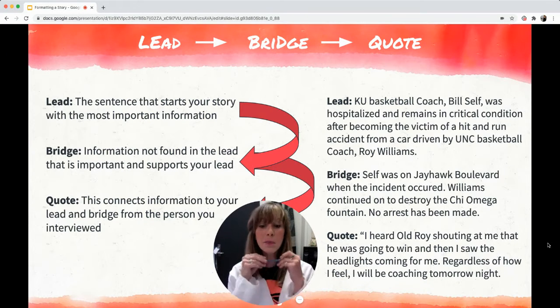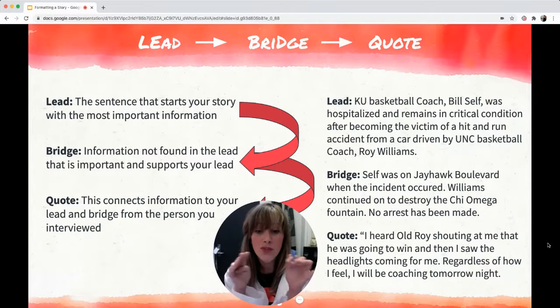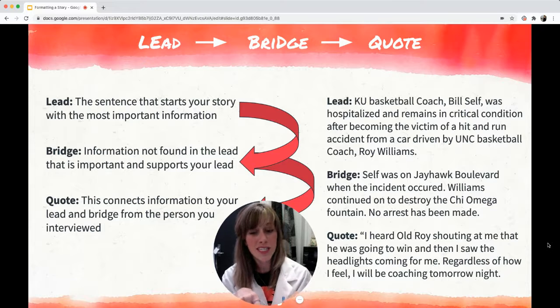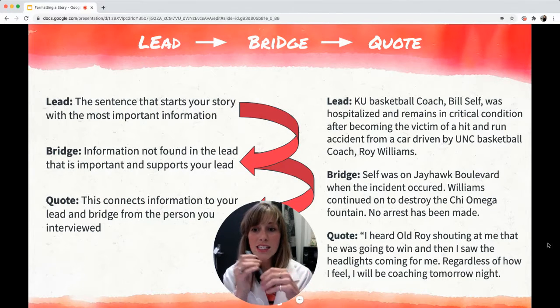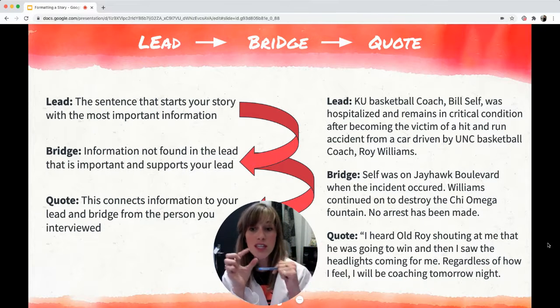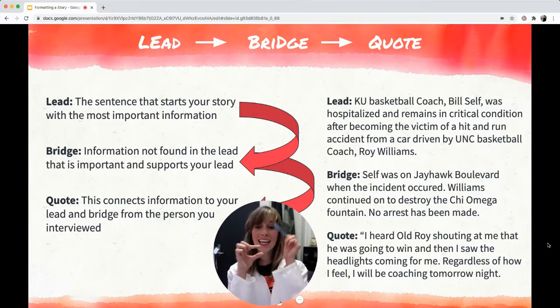Okay, lead, bridge, quote is how we're going to move through our story. But here's where I'm going to get crazy on you: lead isn't necessarily going to be our first part. It's going to be the topic sentences as we move through different topics of our story, different details, okay? So our lead is the sentence that starts your story, and it's the most important information. Then our bridge is our information that supports our lead, okay? And then we're going to have a quote that's going to connect to these two pieces right here.